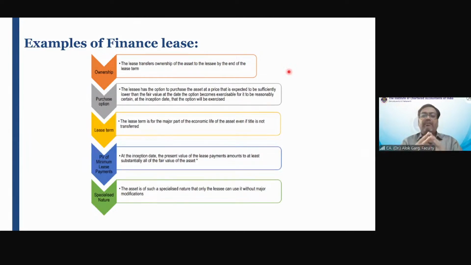So Vinay, major part of the economic life, major means more than 75% of the total life, right? Major means more than 75%. Substantial means more than 90%. Okay, 90% or more.